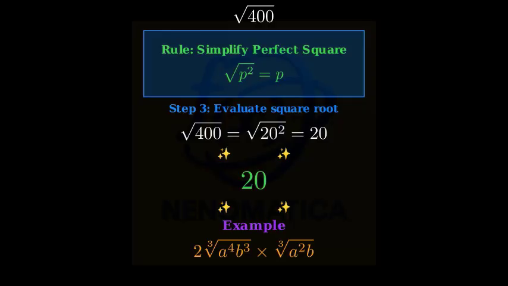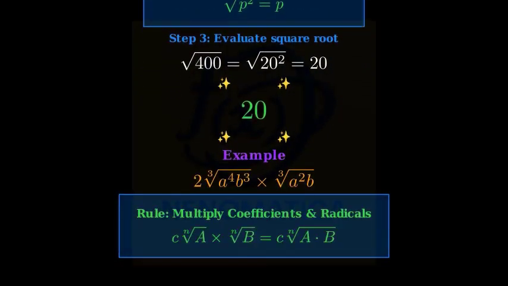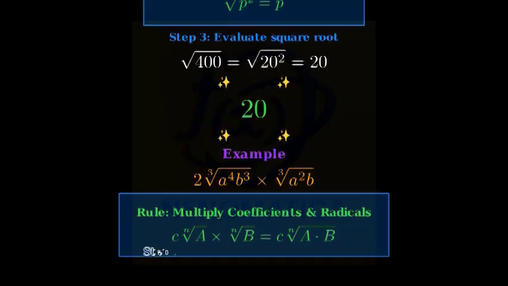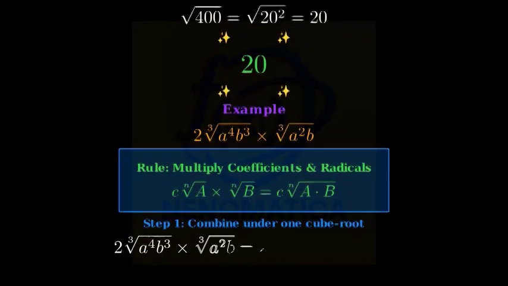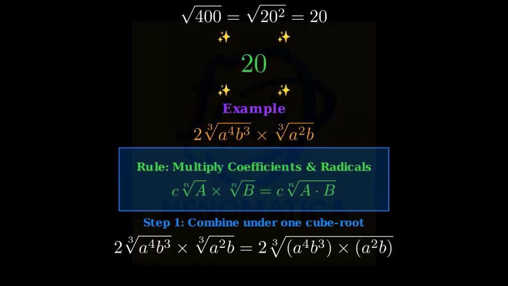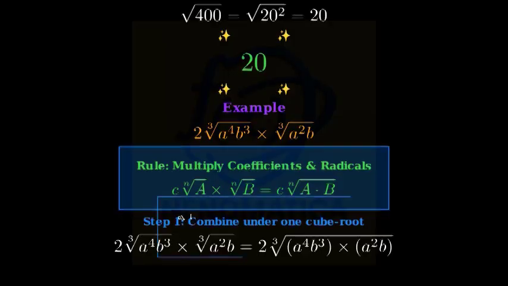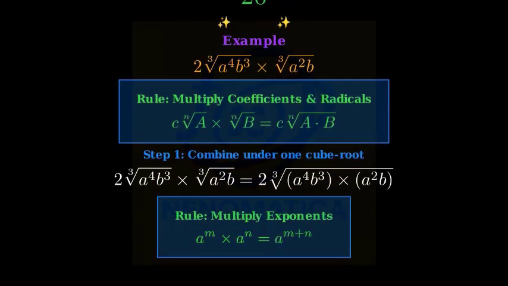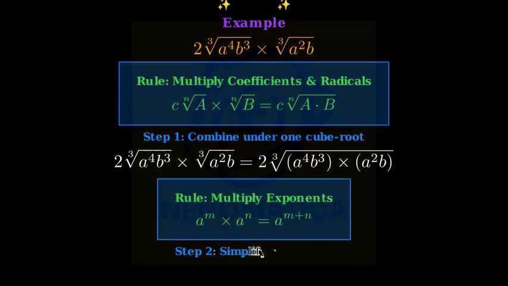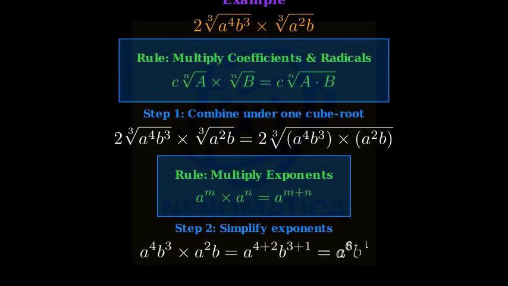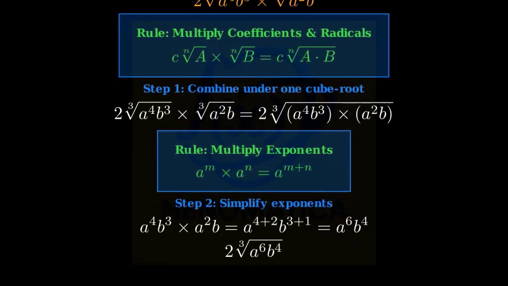First, we'll use the product rule for radicals again, but now for cube roots. This rule says we can factor out the coefficient and combine the cube roots. So we can write this as 2 times the cube root of the product of what's inside each radical. Next, we simplify the expression inside the cube root by multiplying the terms. When we multiply terms with the same base, we add the exponents. So a to the 4th power times a squared equals a to the 6th power. And b cubed times b equals b to the 4th power. So inside the cube root, we have a to the 6th power times b to the 4th power.